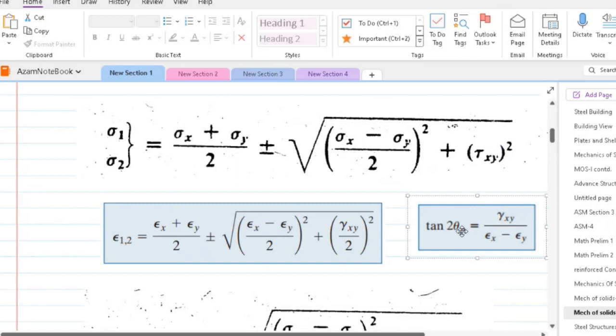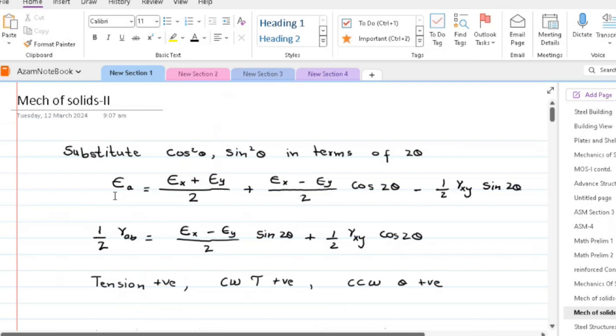The direction of the principal plane can be determined from the equation tangent 2 theta p equal to gamma xy by strain x minus strain y. Now this expression is worked out by differentiating the strain expression with respect to theta and then equating that to zero.